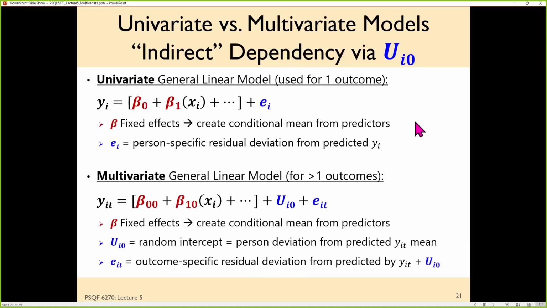So the difference between a univariate model and a multivariate model that adds random effects for dependency would look something like this. Both of them can have whatever fixed effects you want. That's not the issue. We're focusing exclusively on what happens with the residuals, their variance and their covariance across sampling units.